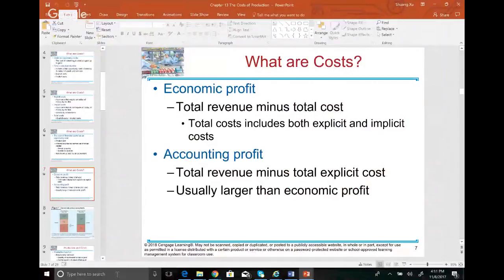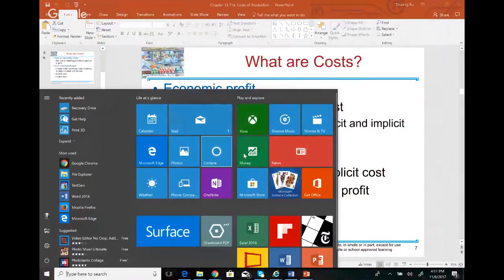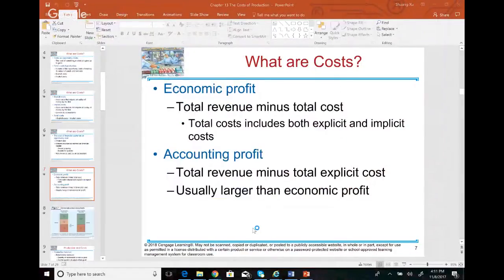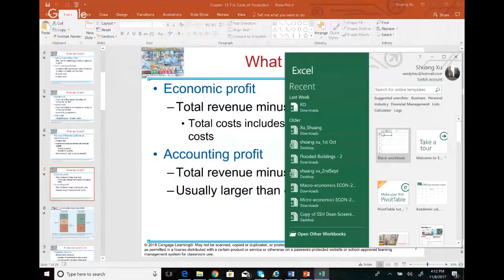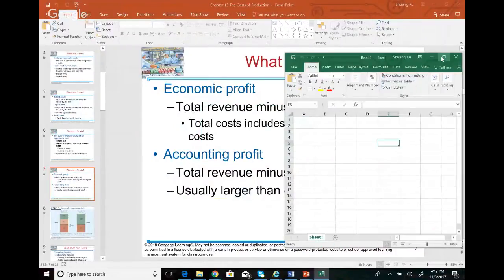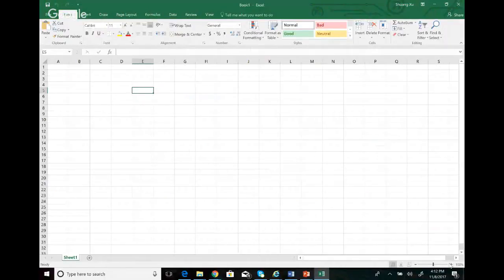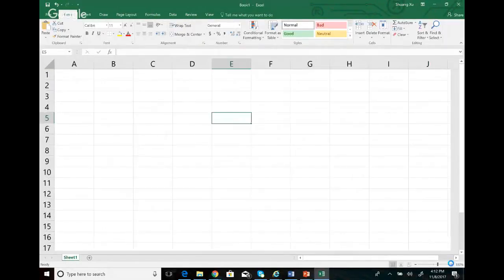Let me get a spreadsheet going so you can see all the numbers. All right, so my current salary is gonna be $50,000.